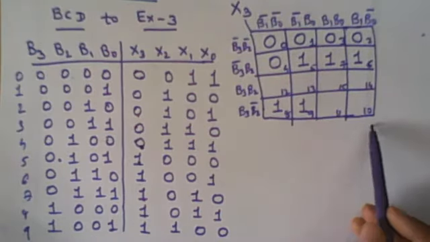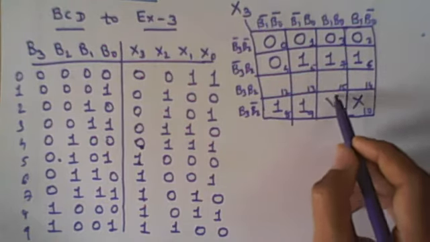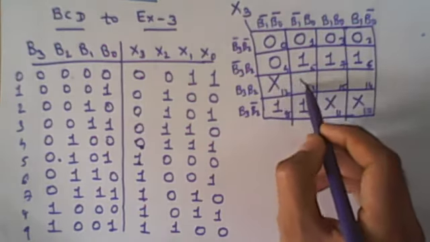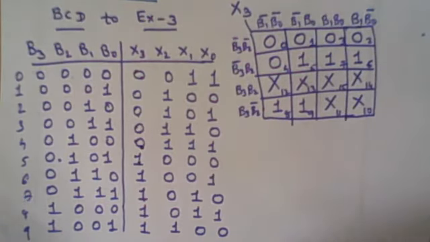So for 10 to 15, we have to substitute don't care. So 10 don't care, 11 don't care, 12 don't care, 13 don't care, 14 don't care, and 15 don't care. We put the don't care in the combinations for which the output is not defined. Now we have to make the groups of ones.